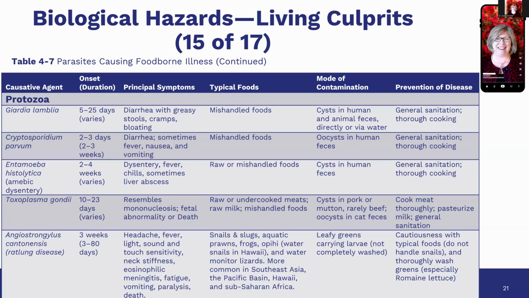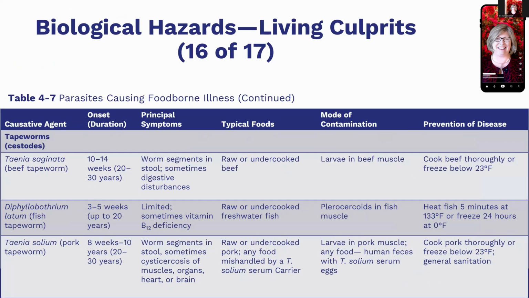Aquatic prawns, frogs, water monitor lizards. And the mode of contamination here, leafy greens carrying larvae that are not completely washed. How do we prevent this disease? General sanitation, thorough cooking, pasteurized milk, and then that last category, cautiousness with typical foods, which are the snails and slugs, etc. Do not handle snails. Thoroughly wash greens, especially romaine lettuce.